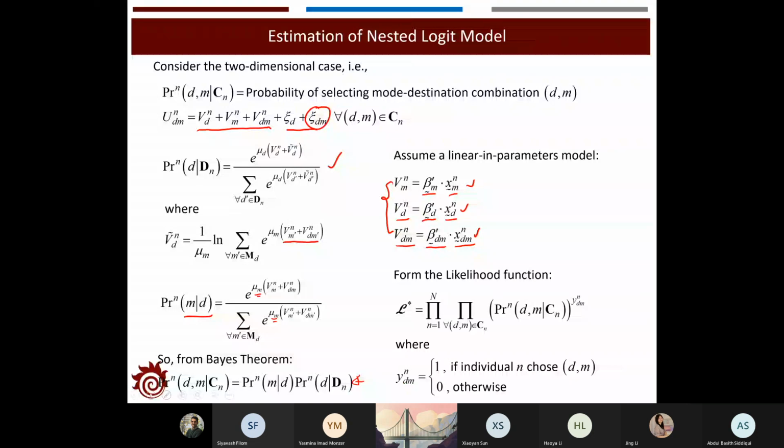Also, in order to conduct the estimation, we will apply the maximum likelihood function and the log likelihood function to get the result. Basically, we want to maximize the probability of the sample as we observed it. So at first, we will formulate the likelihood function. That will be the product of the probabilities for all the observations. And again, here, ydm equals 1 if the individual chooses the combination of the destination d and the mode m.